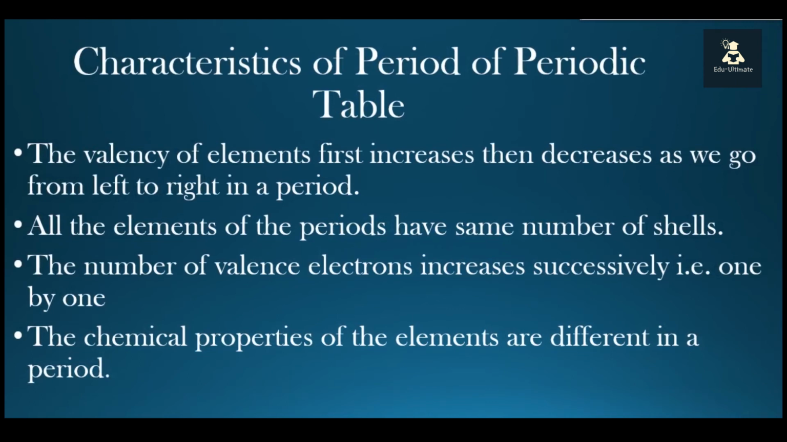Characteristics of periods of the periodic table. The valency of elements first increases then decreases as we go from left to right in a period. All the elements of a period have the same number of shells. The number of valence electrons increases successively, that is, one by one. The chemical properties of the elements are different in a period.